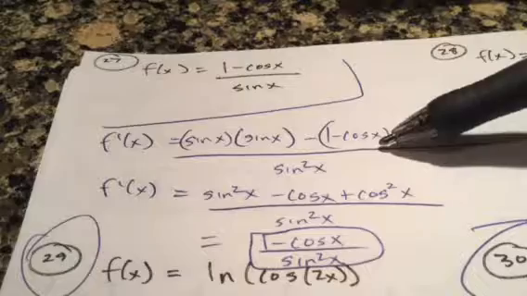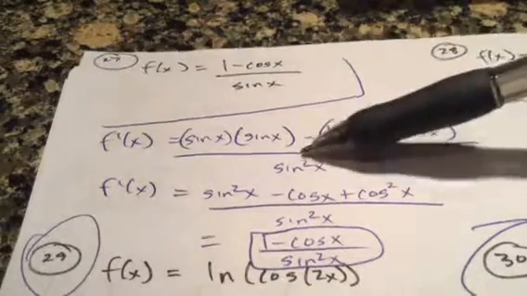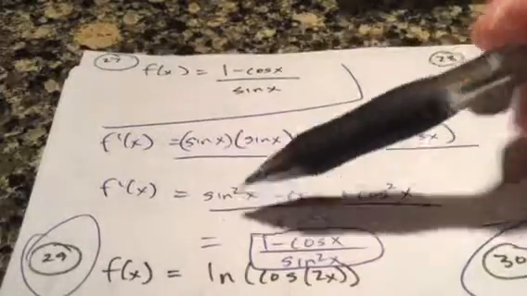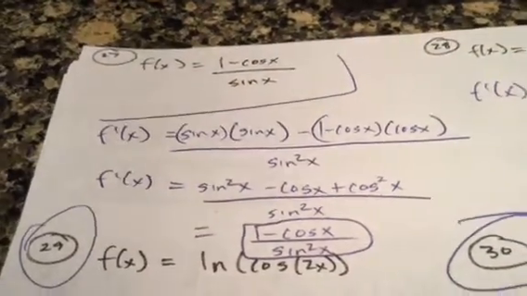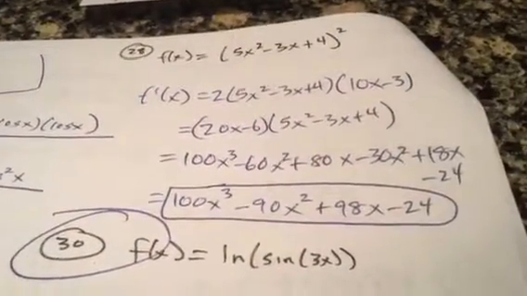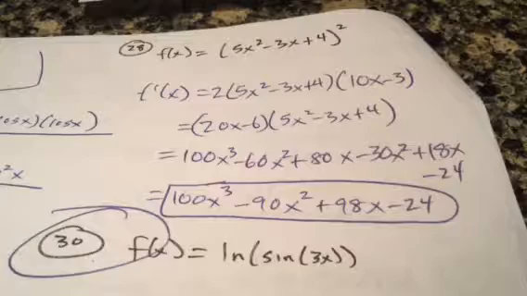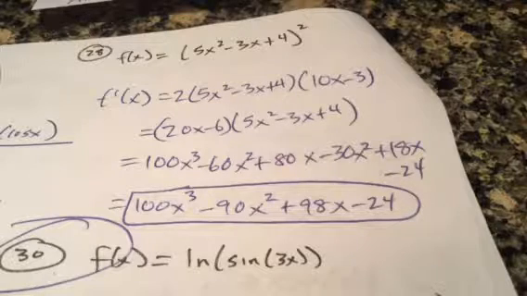Cosine x times negative cosine x is a negative cosine squared x, but then you're subtracting it. That's why it's positive. Sine squared x plus cosine squared x is 1. That's why you have 1 minus cosine x up top. I just used the chain rule. Okay, you could distribute that. No big deal. We're going to get the same answer. All right. Please check that as I take a Sage Blackberry water break.